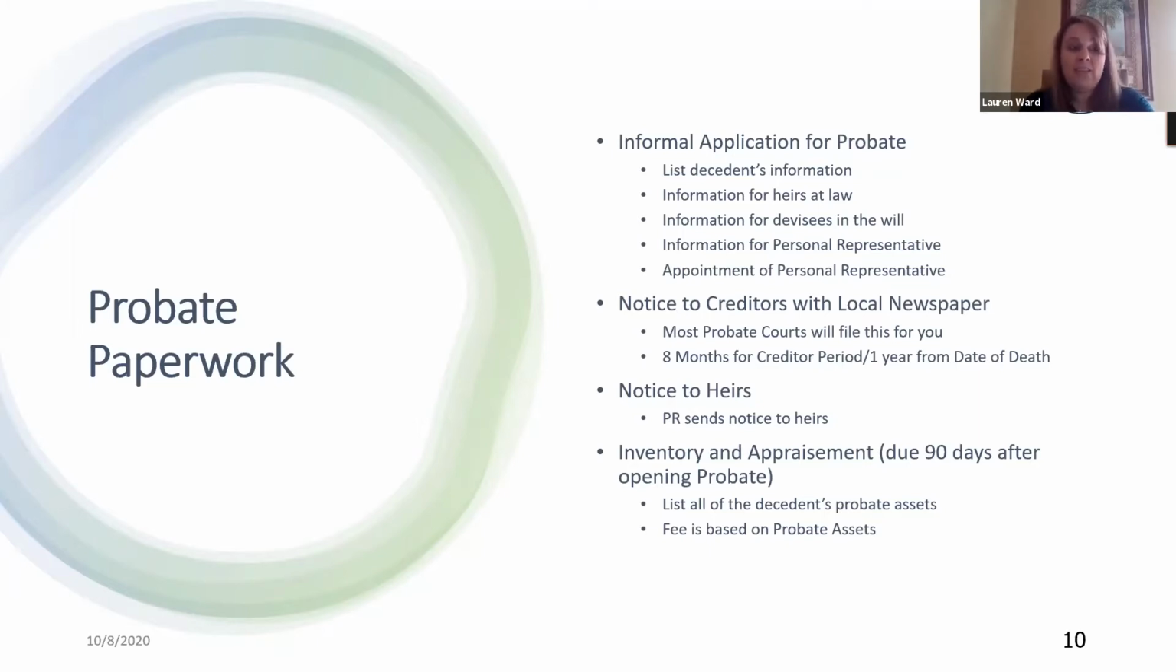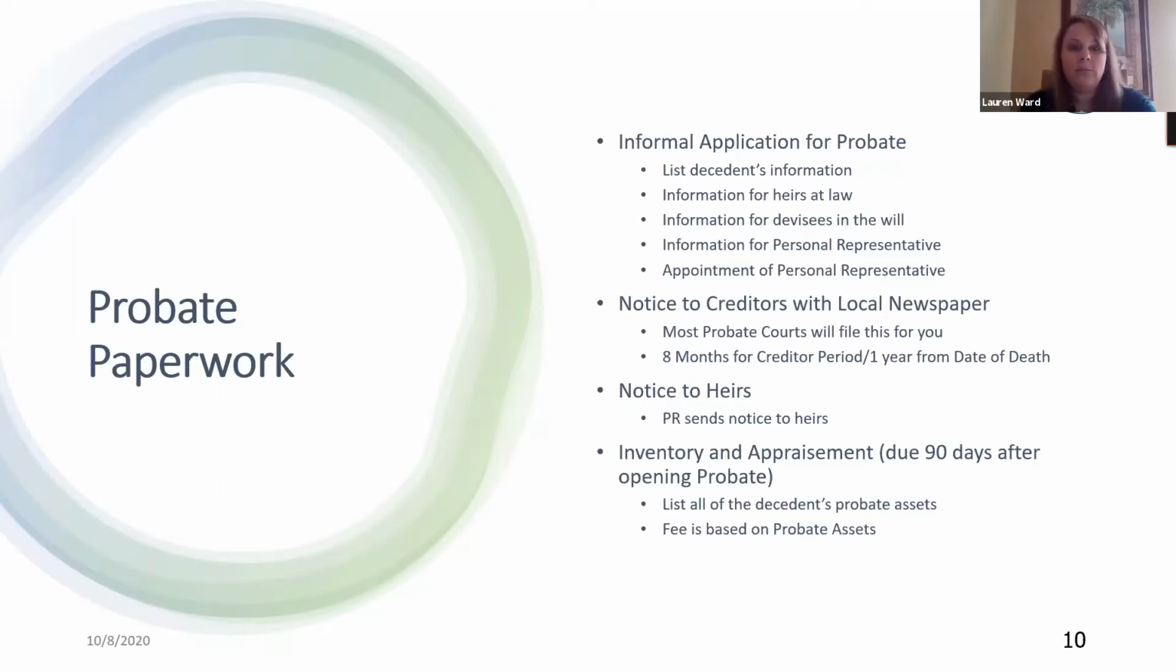You're going to need to have these listed on the inventory and appraisement, and you're going to need to identify them. So, for example, with the vehicle, you would want to say it's a 2010 Camry, and then the value of it. So on this inventory and appraisement, you're going to have to list the value of the assets. And it's important to make sure you get an accurate value of these assets.